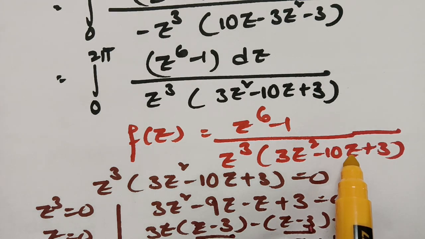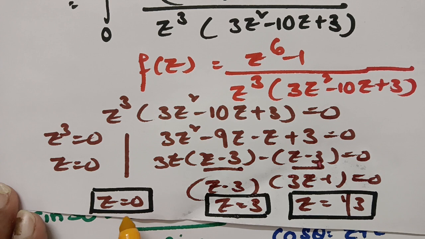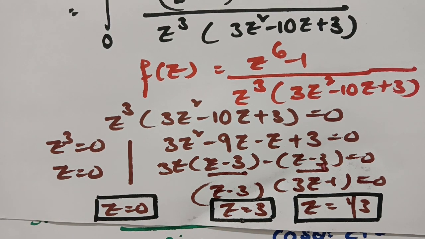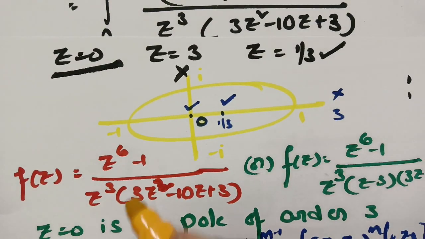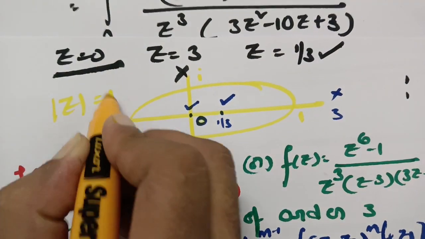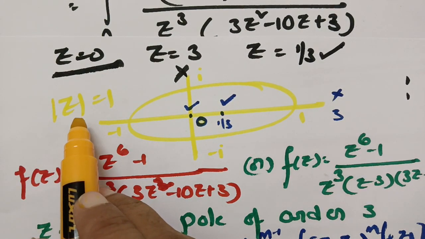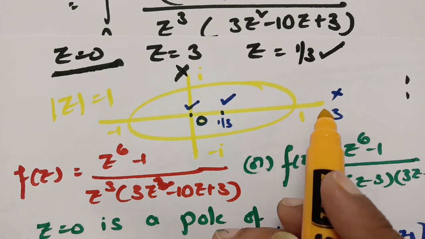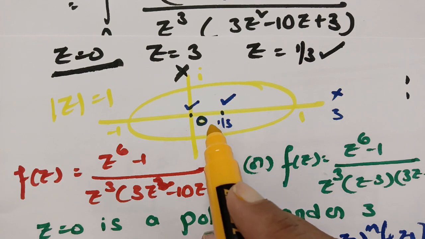With f of z, if I equate the denominator to 0, I get the poles: z equal to 0, z equal to 3 and z equal to 1 by 3. The region here is mod z equal to 1, the circle with center 0 and radius 1. So 0 is inside, 1 by 3 is also inside, and 3 is outside. We have to find the residues only for the interior poles.